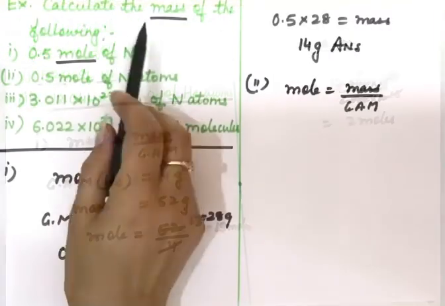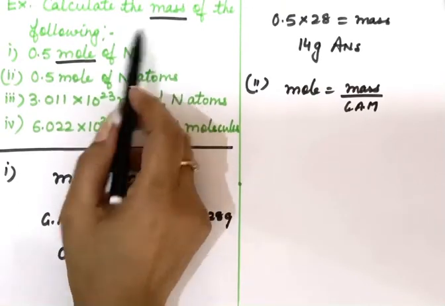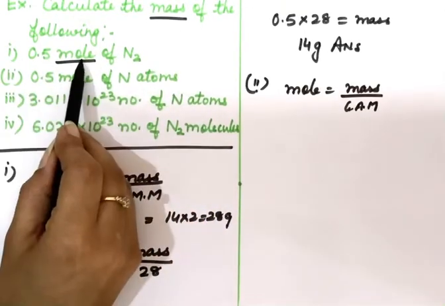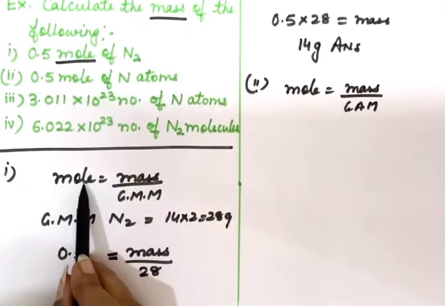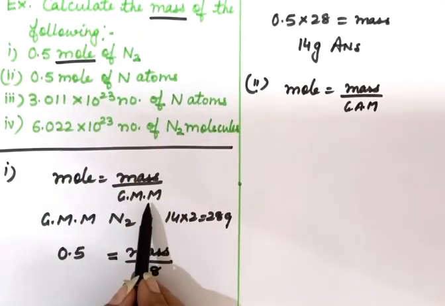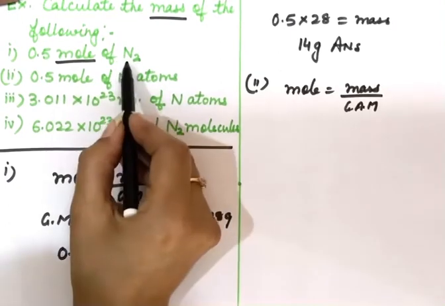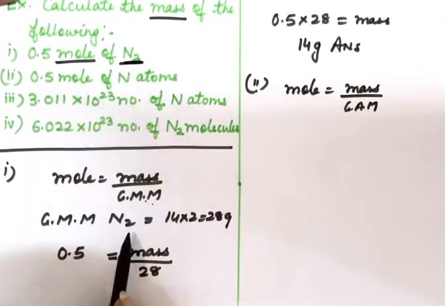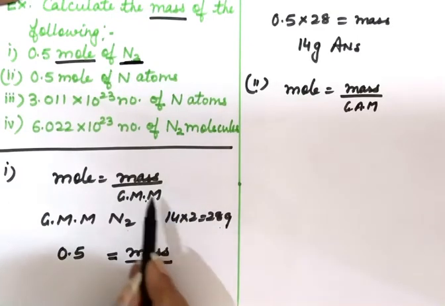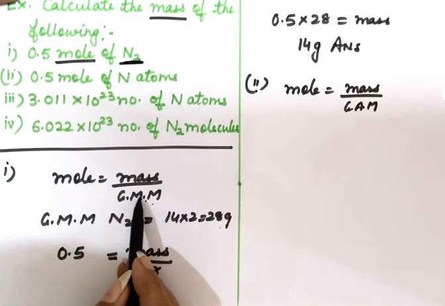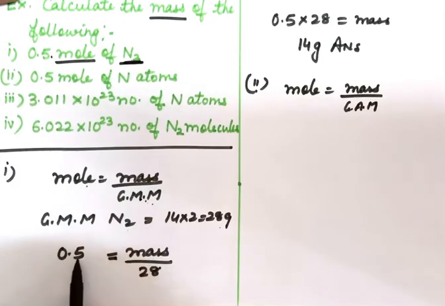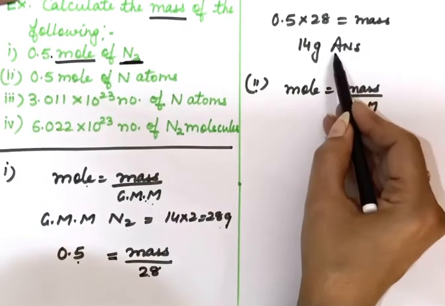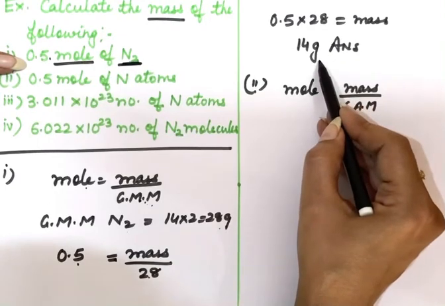Now the next question, we have to find the mass. In the first part, moles are given. So we take the formula where mole and mass are given. We know mole is equal to mass upon gram molecular mass, which I have written because a molecule is given here. The gram molecular mass of N2 I have calculated as 28 grams. Fill 28 grams here, and moles are given, fill moles 0.5. 0.5 into 28 will give us the mass of the N2, that is 14 grams.